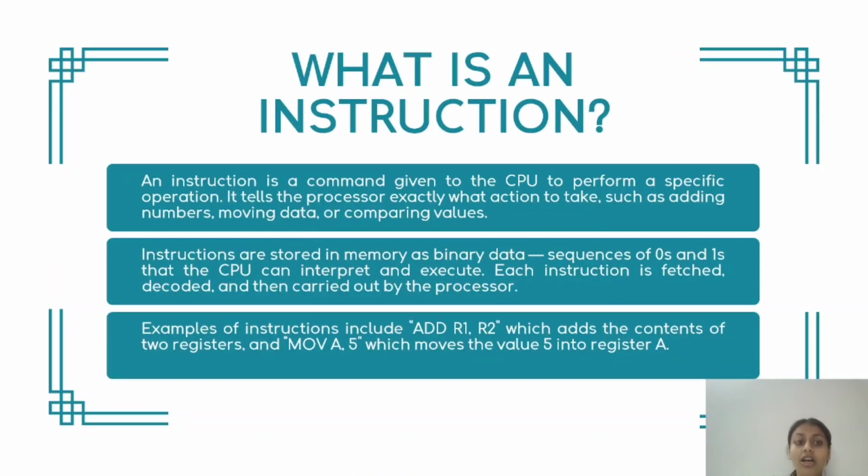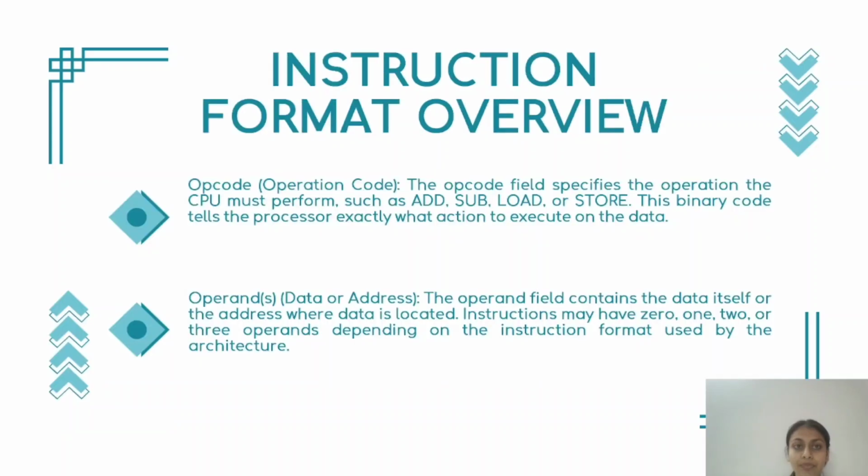What is an instruction? An instruction is a command given to the CPU to perform a specific operation. It tells a processor exactly what action to take, such as adding numbers, moving data, or comparing values. Instructions are stored in memory as a binary sequence of 0s and 1s that the CPU can interpret and execute. Each instruction is fetched, decoded, and then carried out by the processor. Examples of instructions include ADD R1 R2, which adds the contents of two registers, and MOVE A 5, which moves the value 5 into register A.